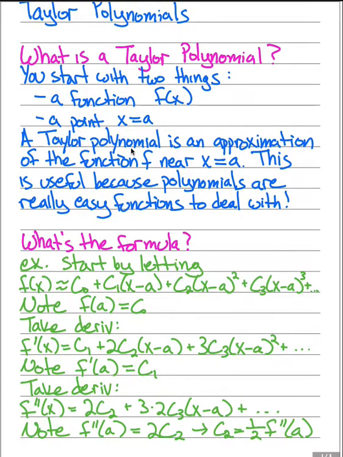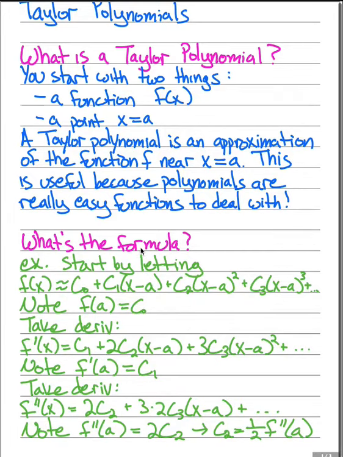We want polynomial approximations because polynomials are really easy functions to deal with, right? You know how to integrate them. You know how to differentiate them. There's no sort of analytical issues. So this is why this is a useful thing to do. There are many applications of Taylor polynomials, and in later lessons you might see some of them. But let's get into the mechanics. How do you actually do this, all right?